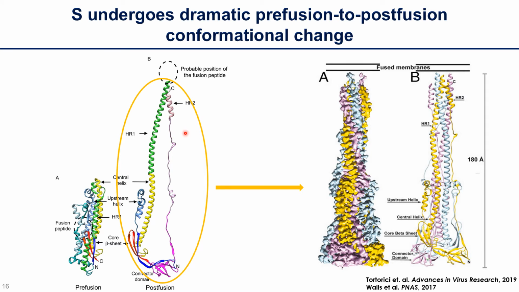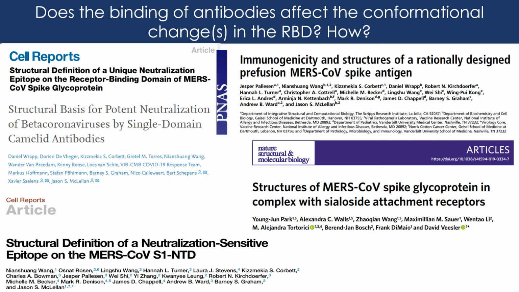Now, once the conformation changes from the pre-fusion to the post-fusion conformation, the helix opens up to some distance as long as 180 angstrom. Now, there has been a lot of research in trying to delineate if the binding of antibodies can affect the conformational changes in the RBD. And if they can, then how are they affecting the conformational changes in the spike protein?